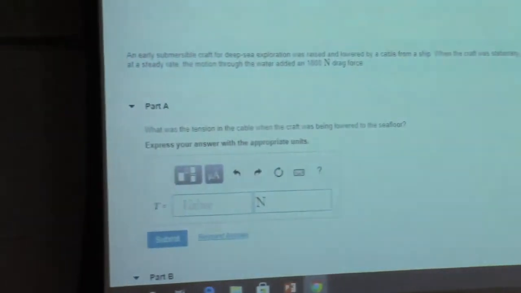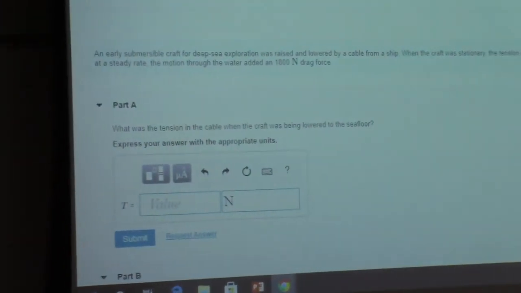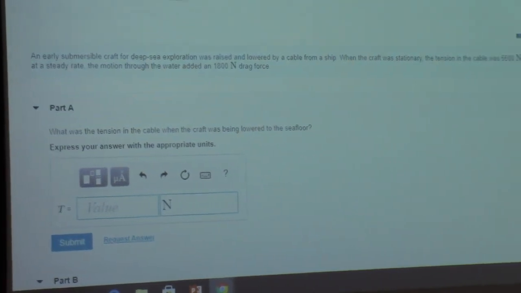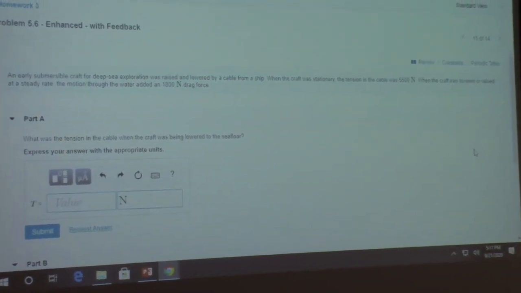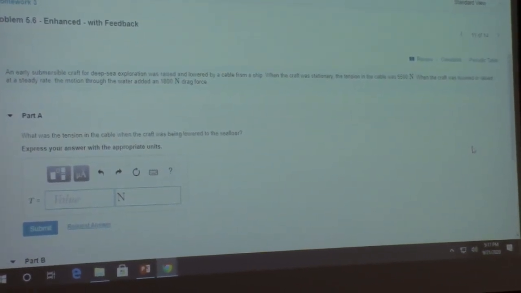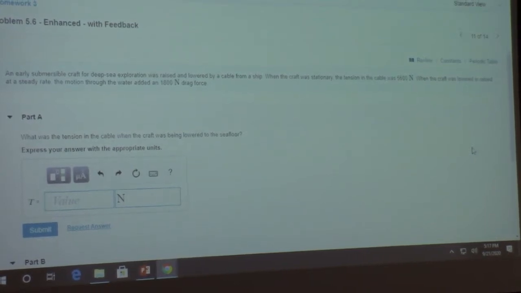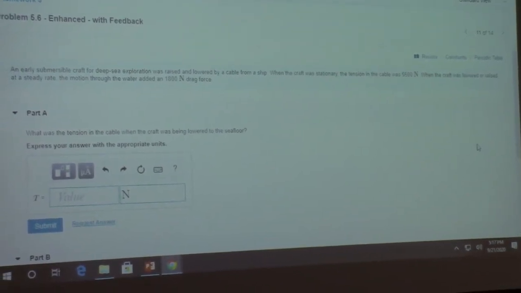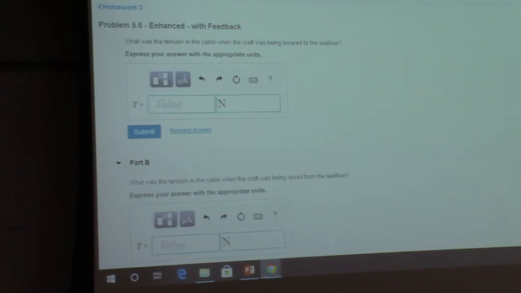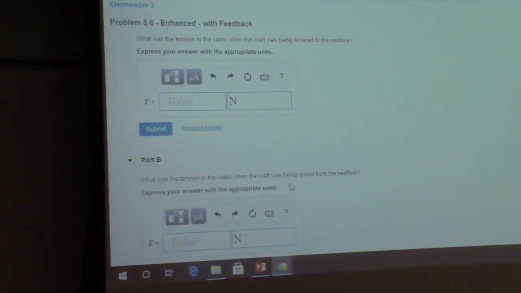So this is a dynamics problem. An early submersible craft for deep sea exploration was raised and lowered by a cable from a ship. When the craft was stationary, the tension was 550 newtons. When the craft was lowered or raised at a steady rate, the motion through the water added an additional 1,800 newtons drag force. And we want to know what was the tension in the cable when the craft was being lowered to the seafloor, and what's the tension in the cable when the craft was being raised from the seafloor.